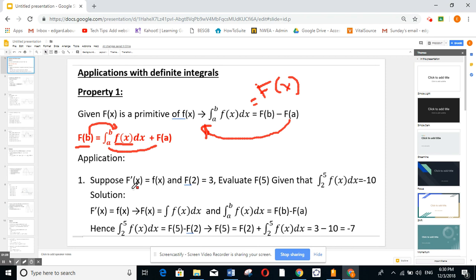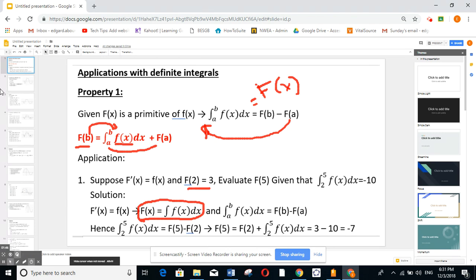Like this example: given F prime of x equals f of x, what does it mean? It means the integral of small f of x equals big F of x. And given that the integral from 2 till 5 of f of x dx is minus 10, and they gave us big F of 2 equal to 3, what does this mean? It means the integral from 2 till 5 of f of x dx is nothing else, because this is a primitive, F of 5 minus F of 2. This is given, which is minus 10, and F of 2 is 3. So F of 5 will be 3 minus 10, which is minus 7.